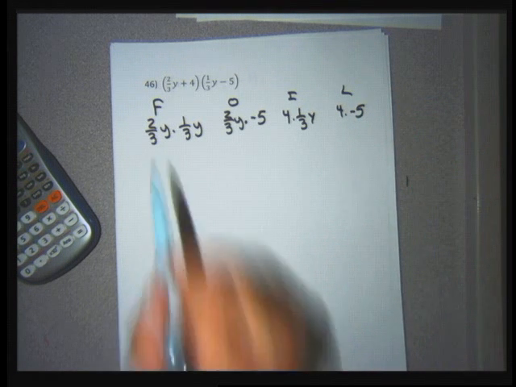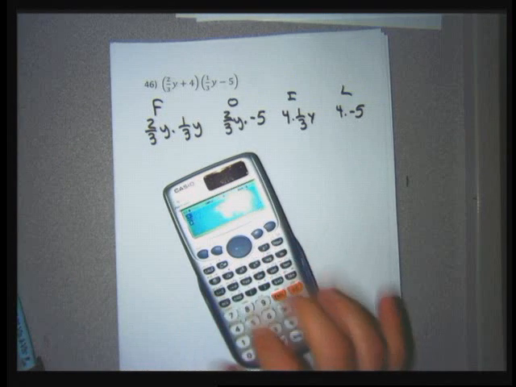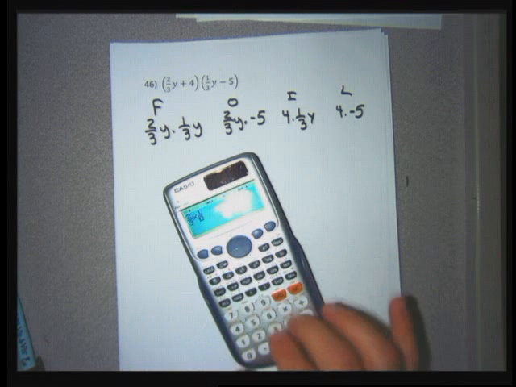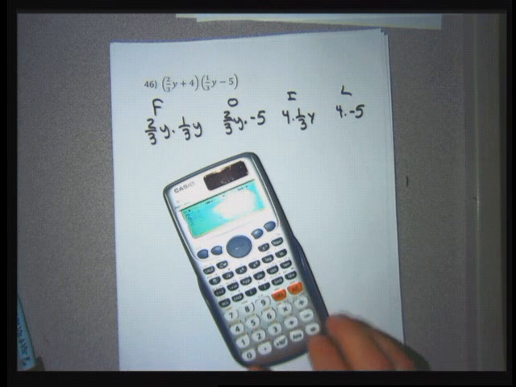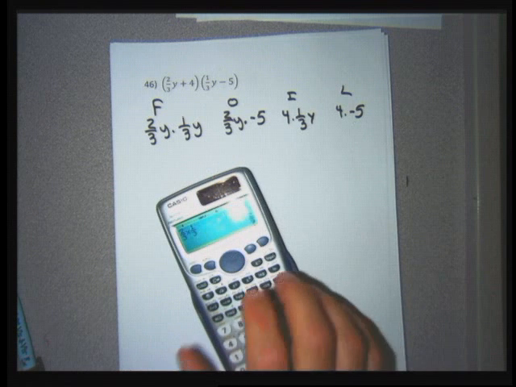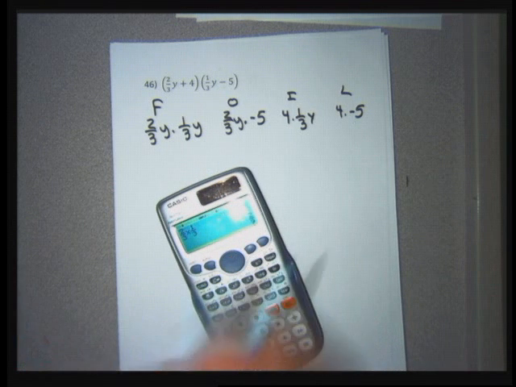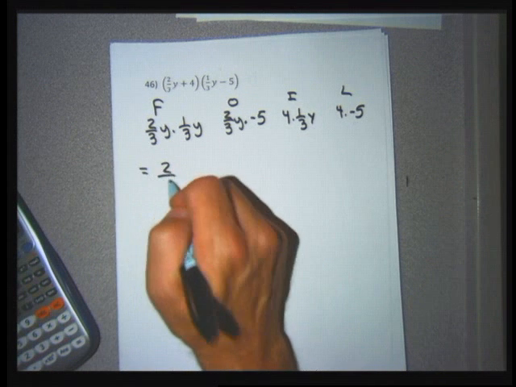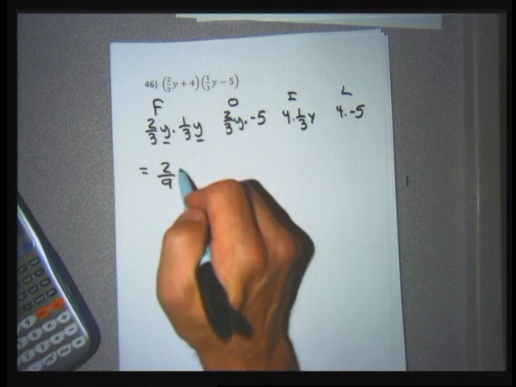First multiplication, I have to multiply 2/3 times 1/3. I could do that without my calculator, but since I have it here, I'll go 2/3 times 1/3. And my calculator will tell me that that's 2/9. So the number part of my first is going to be 2/9. The letter part, I multiply the y times y and get y squared.